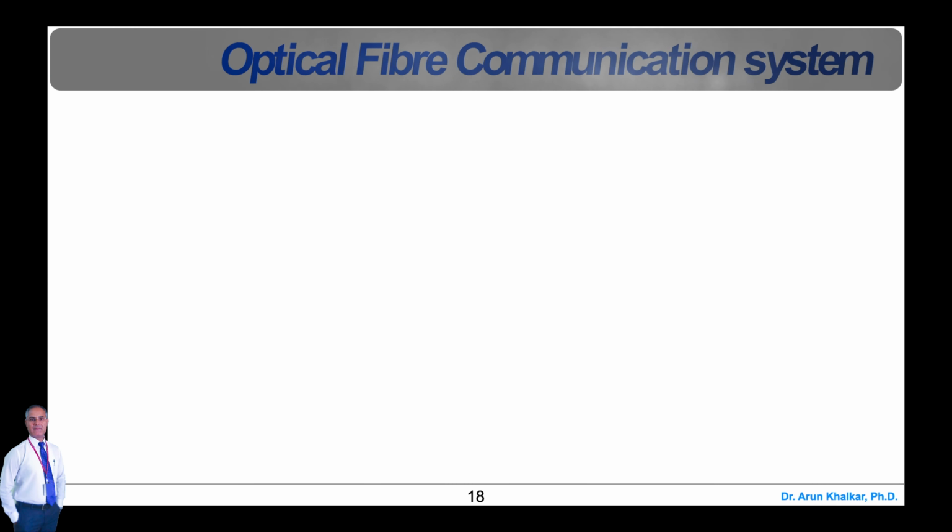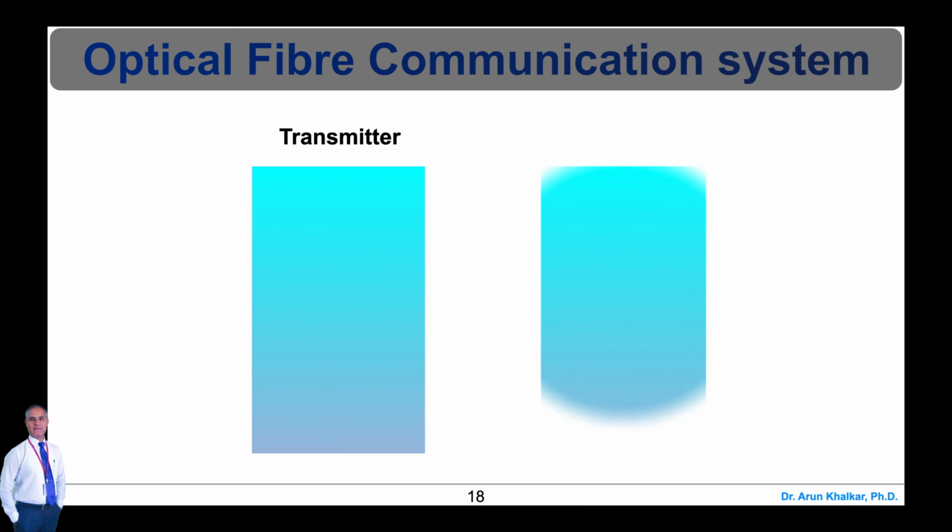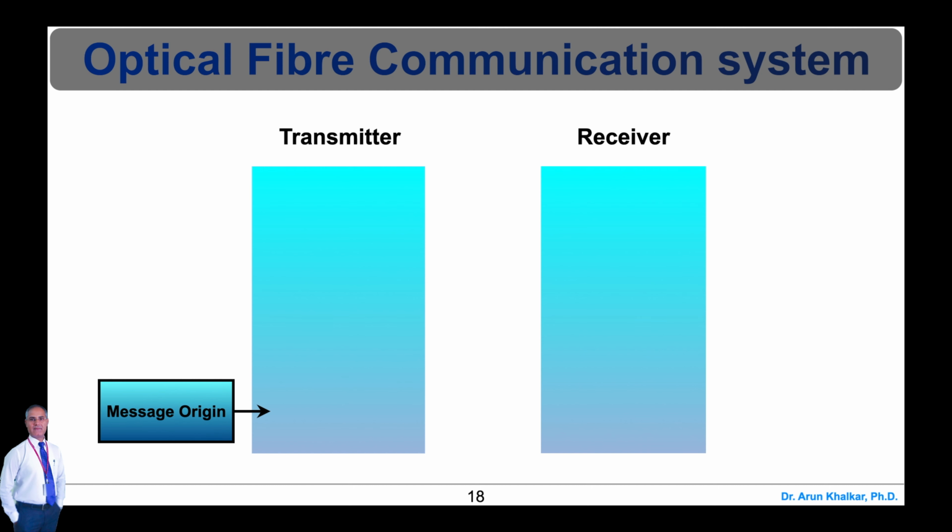Now let's see one very important application of optic fiber, the optical fiber communication system, which includes three important parts: transmitter, optic fiber cable and receiver. Let's see in detail one by one. So on the transmitter side, first is message origin. Generally, message origin is from a transducer that converts a non-electrical message into an electrical signal.